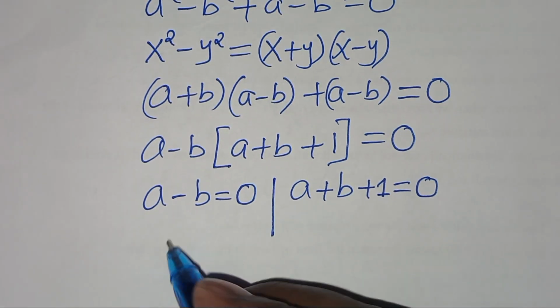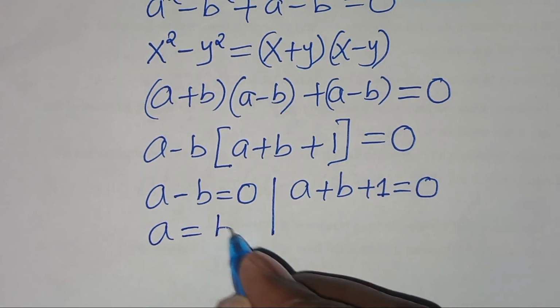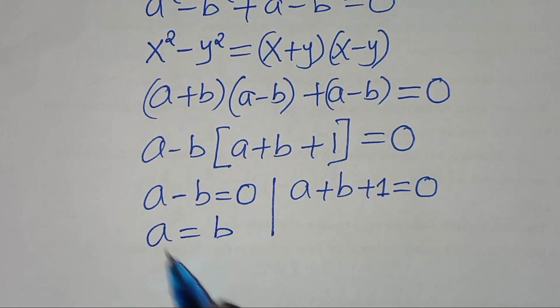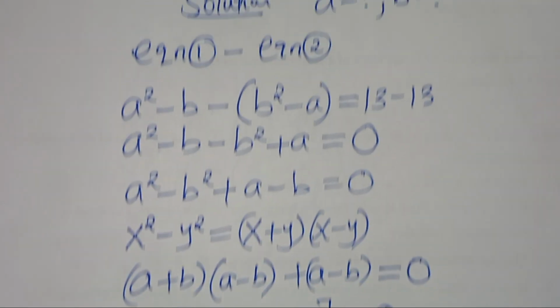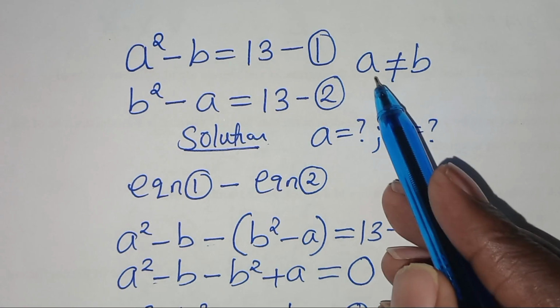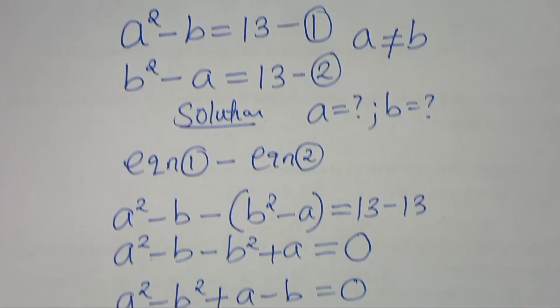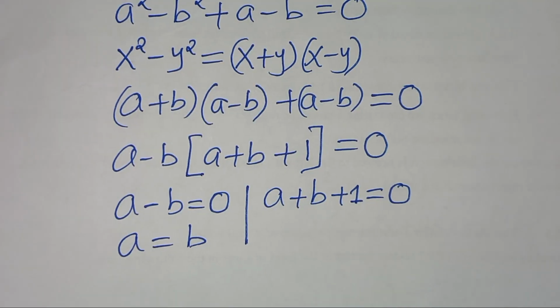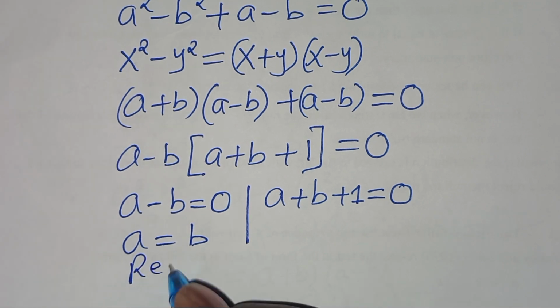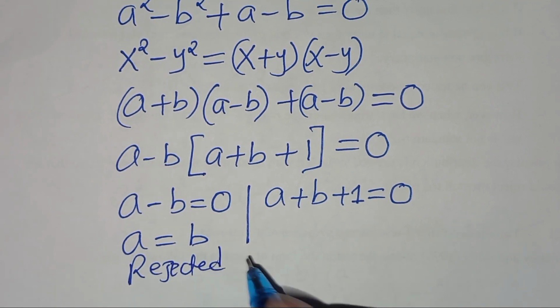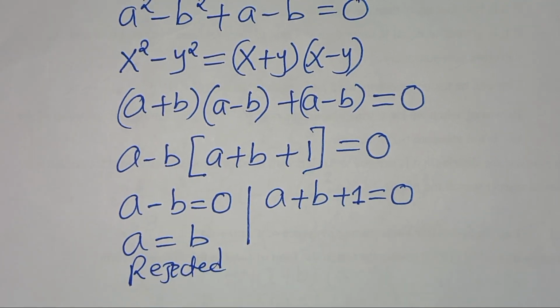So in this case here, a is equal to b. And this violates the condition that a is not equal to b. So this part is rejected. So we reject this particular part.